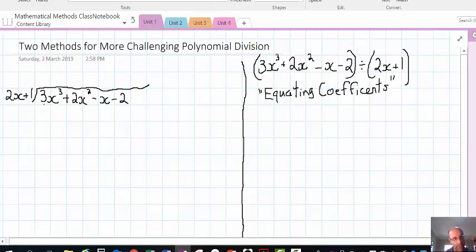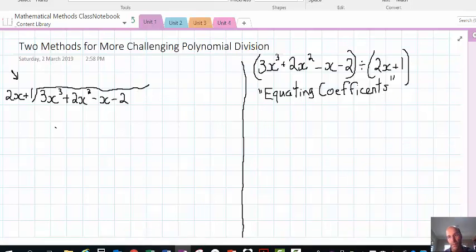So on the left hand side we've got 3x, and they're the same question on the left and the right. You'll notice in both cases it's 3x cubed plus 2x squared minus x minus 2 divided by 2x plus 1. So alright, we need to get the 2x on the left hand side. Here is where we're looking. We need to get the 2x and the 3x cubed to match. Obviously we're going to multiply by x squared to some extent, but we also need to look at what the coefficient starts at and needs to end up as.